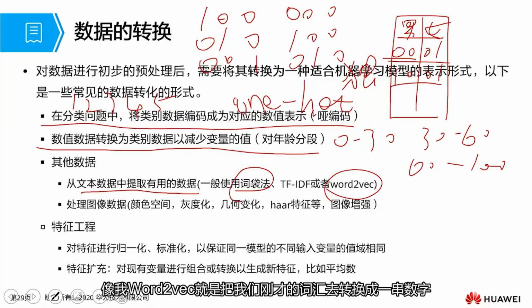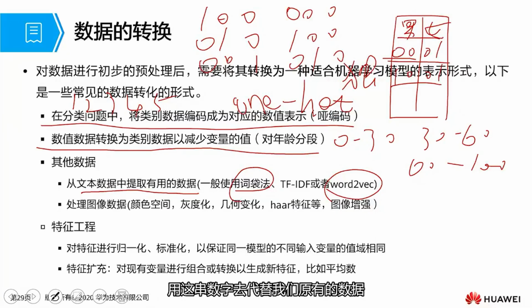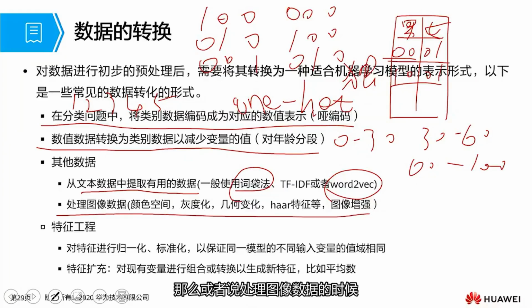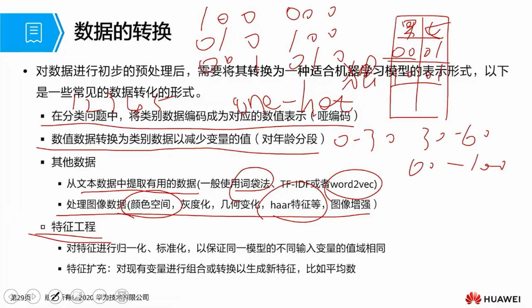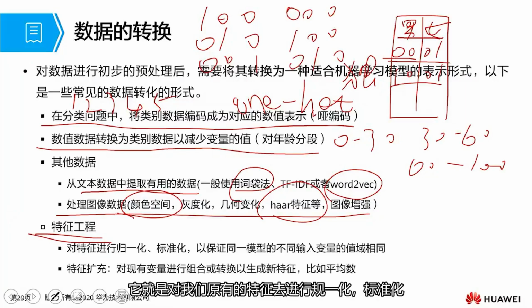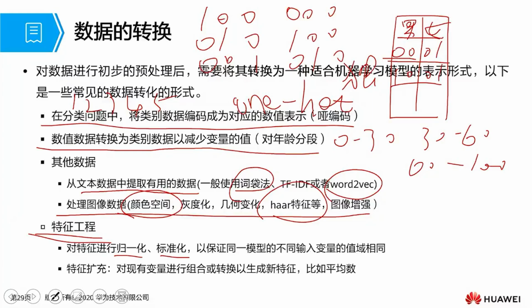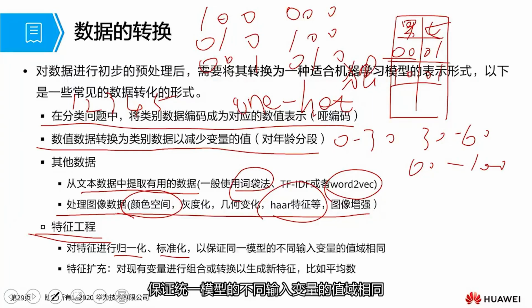It is to normalize our original features. Standardization ensures that the codomain of different input variables of the same model is consistent. This is a very important point in feature engineering. The place you used to have is the input word. Some places input numbers. After feature engineering, after the data transformation, we turn it into inputs with the same value range.